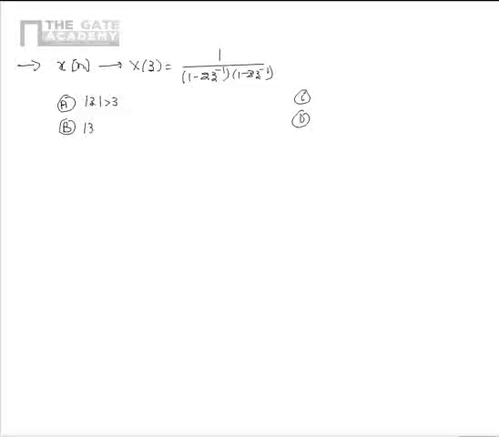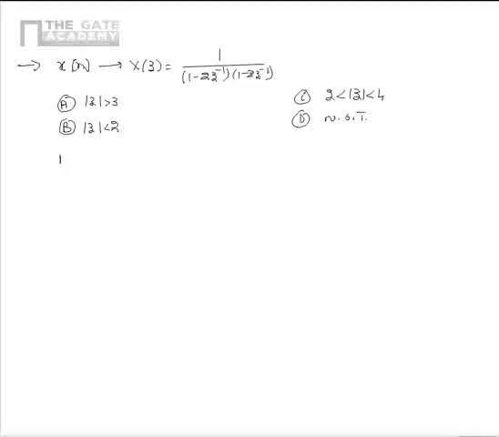Now let us consider another problem, as per which there is a signal x of n whose z transform is given as x of z is equal to 1 by 1 minus 2z inverse multiplied by 1 minus 3z inverse. We have to find which of the options surely doesn't correspond to the ROC of x of z. The options given are mod z greater than 3, mod z less than 2, 2 less than mod z less than 4, and none of these.